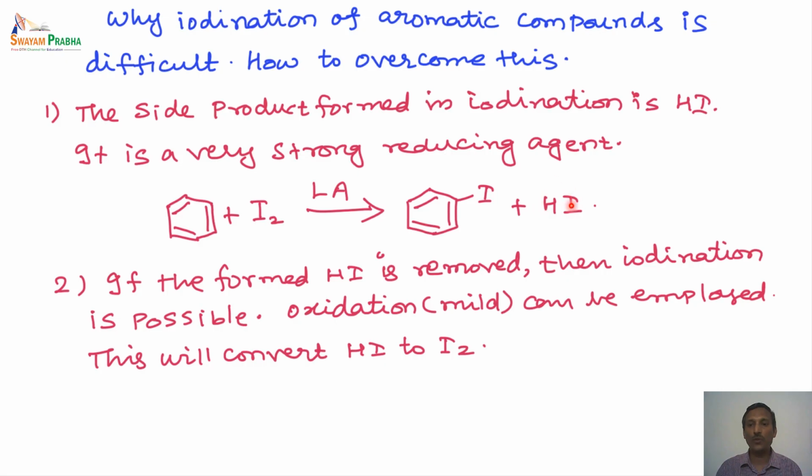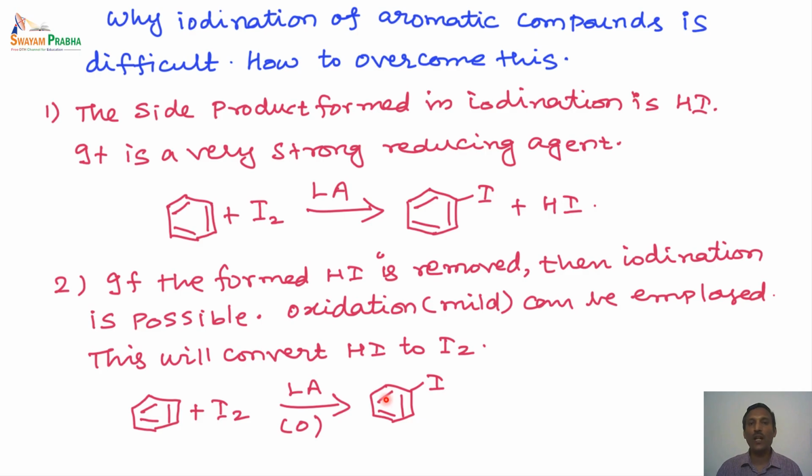If somehow we can remove this HI from the system, then that may facilitate the formation of iodobenzene. So what is the way to remove this hydrogen iodide? The simplest and most effective one is oxidation. If we can remove the HI by oxidation, that is, if a mild oxidizing agent is used in this reaction, that will convert the HI into I2. So I2 is again the starting material for the formation of the iodobenzene. So in this particular case, we can effectively prepare the iodobenzene.